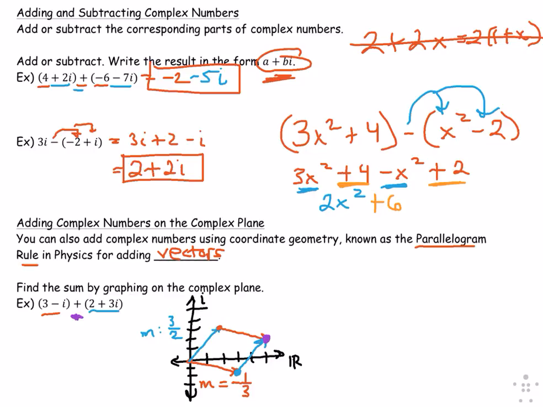So I have 1, 2, 3, 4, 5 to the right, and then 1, 2 up. And if we take a quick look, it would be 3 plus 2, that would equal 5, and then -1 plus 3i would equal 2i. So we are able to confirm the two types of math that we used.